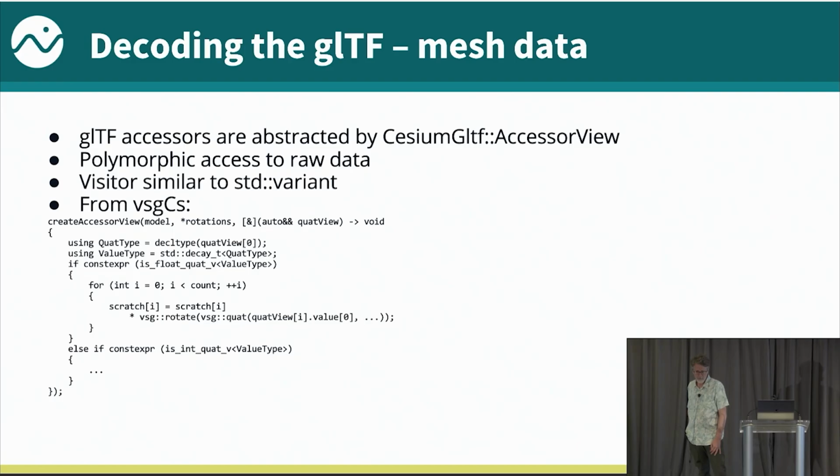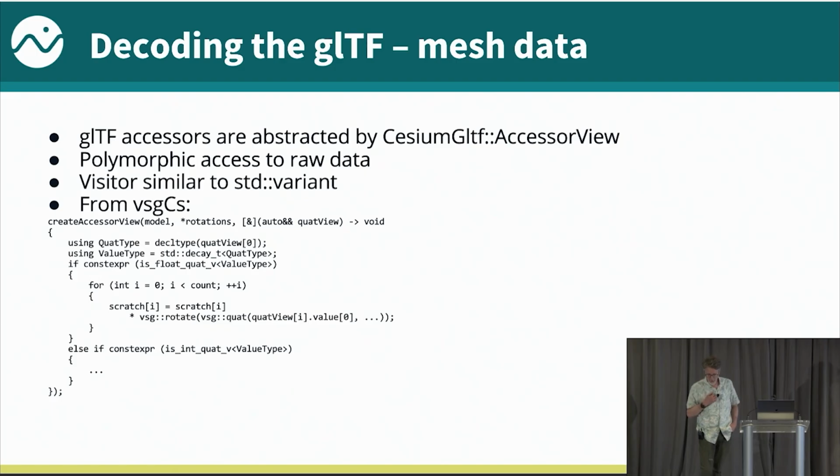In order to make mesh data, for example, a bit more convenient to deal with, Cesium Native provides a thing called an accessor view, which is an abstraction of the accessor that is in glTF. This tackles the problem of supporting polymorphism statically in C++, which is always kind of exciting. It's a visitor that you pass a function, or a lambda in this case, which then gives you polymorphic access to the data in that accessor.